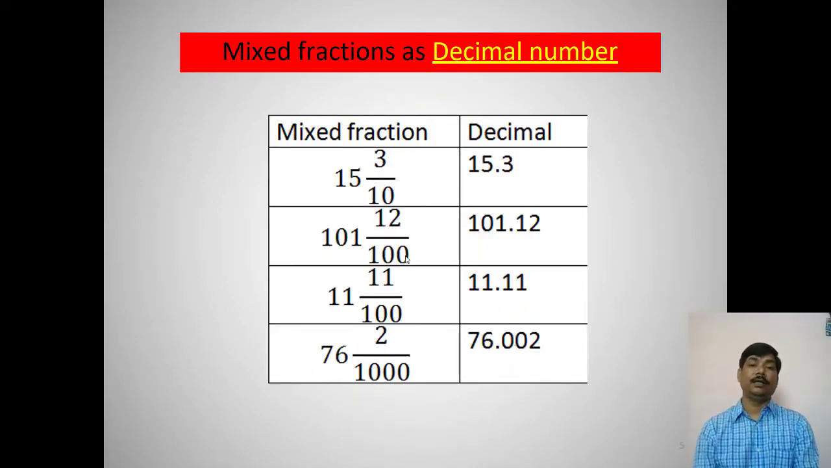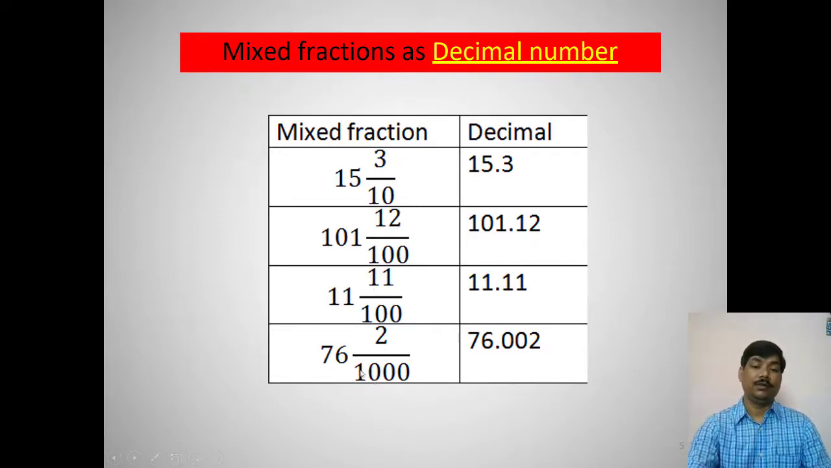Next, how can we write a mixed fraction as a decimal number? 15 whole 3 upon 10 will be in decimal form. 15 whole, so we write 15, and 3 upon 10 means 3 tenths, so we write it at the tenth place. 101 whole 12 upon 100: we write 101 as the whole part, and 12 hundredths, so we put 12 after the point. 11 whole 11 upon 100: the whole part is 11, and 11 upon 100 is written as 0.11, because it is upon 100, so we write up to the hundredth place.